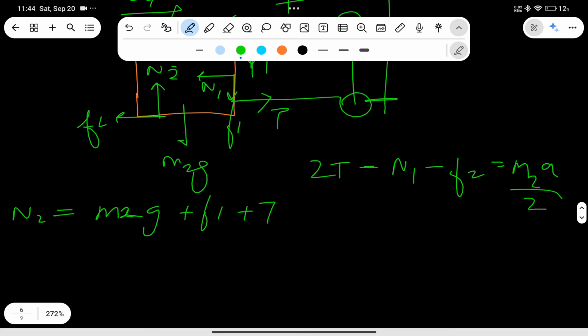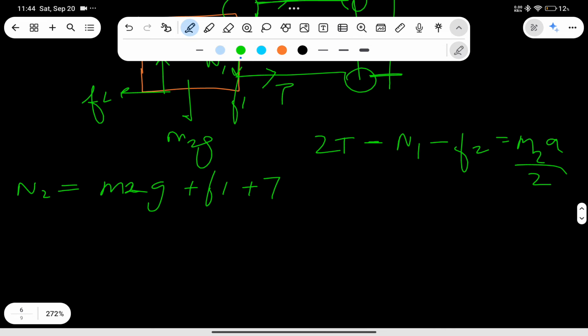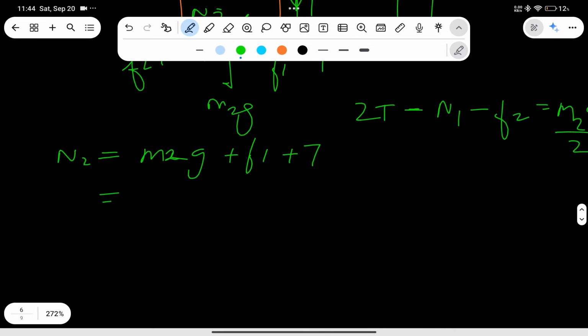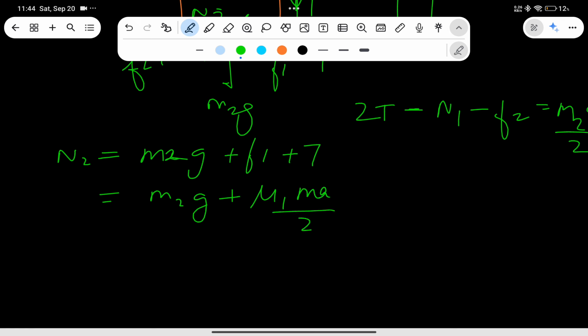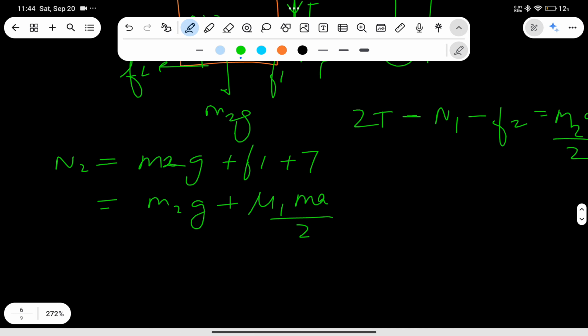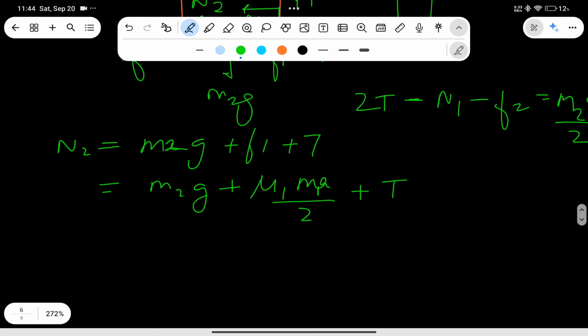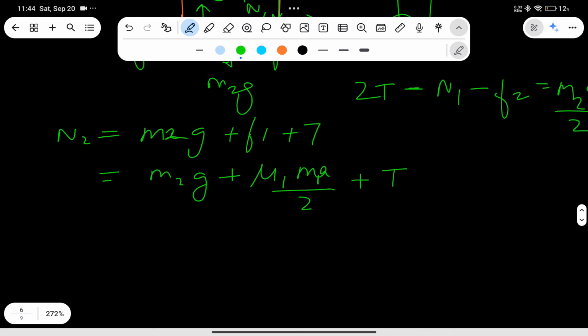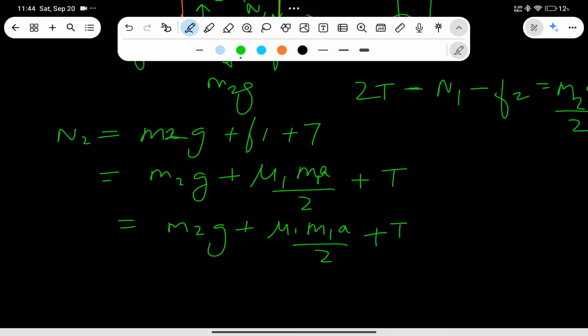Now actually what can we write? For f2 we have to calculate n2, right? So first of all let's write m2g plus f1. What is f1? mu1 into m1a by 2, right? Because n1 is equal to m1a by 2. Now plus tension. Alright, actually we can do one thing, writing the tension here only. So m2g plus mu1 m1a by 2, or let's avoid writing it because it will get messed up.